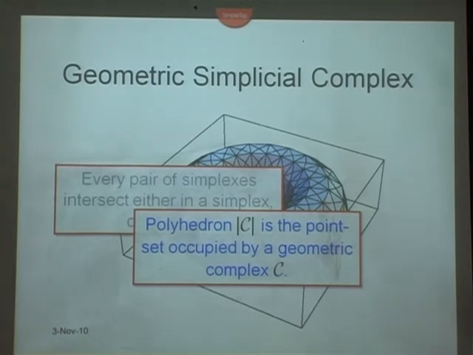So the notation that I used before, we'll say the polyhedron of a complex, which we'll put in this line, is the point set occupied by the geometric complex. Sometimes we'll get lazy and not put that in because it's clear from context, but we'll use it at the beginning just to emphasize the distinction.